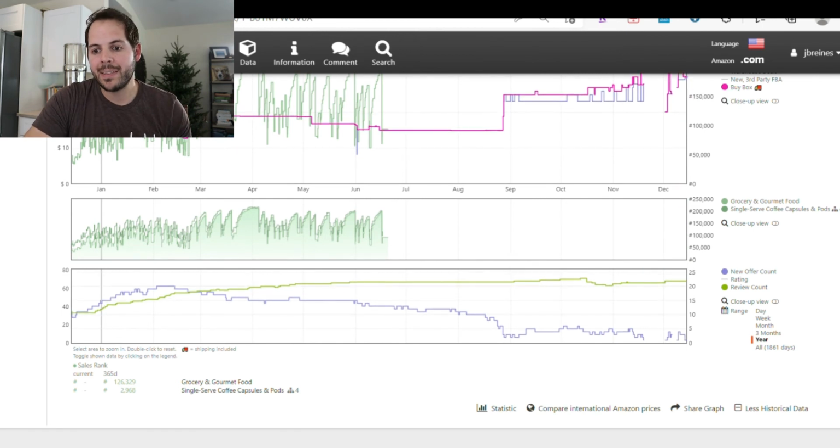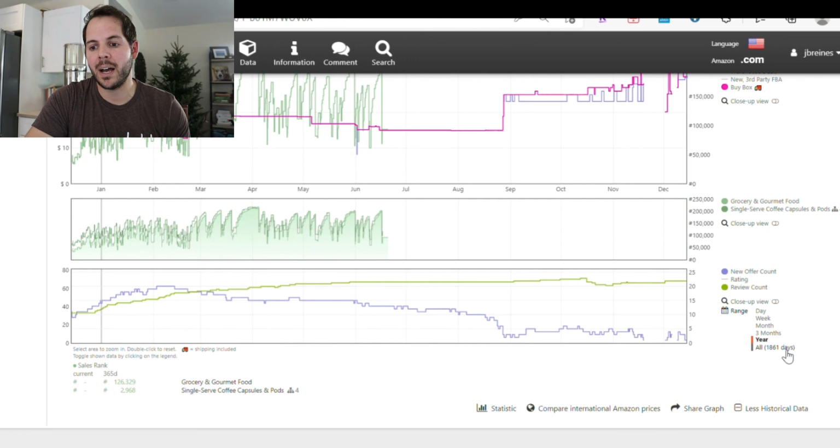And then another thing, in the bottom right-hand corner under year, there's a tab that says all. This means for every single day that it's been selling on Amazon. So this has been selling on Amazon for 1,861 days. So let's call that over 4 years, okay? 4 to 5 years it's been selling. Another indicator that this item is consistent, okay?